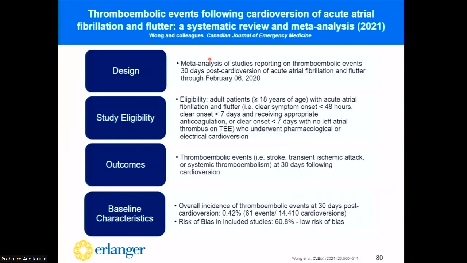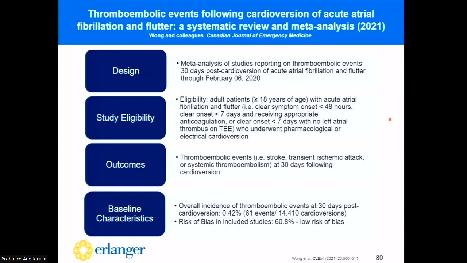So a newer study published in 2021. This is a systematic review and meta-analysis looking at thromboembolic events after direct cardioversion for acute atrial fibrillation. They were looking at adult patients with acute atrial fibrillation, who could have clear onset of symptoms less than 48 hours, and compared this to groups that had clear onset less than 7 days that were also receiving appropriate anticoagulation, or clear onset less than 7 days with no identified left atrial thrombus on a TEE. These patients underwent pharmacological and electrical cardioversion. They were mainly looking at the incidence of thromboembolic events at 30 days.